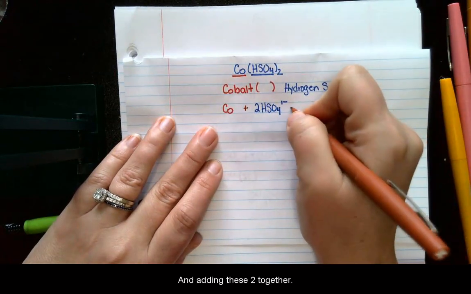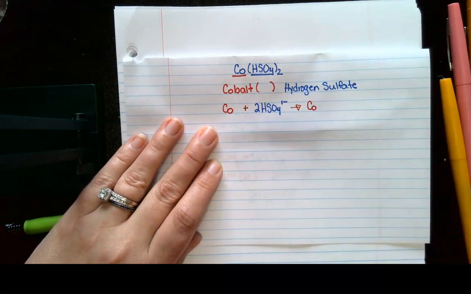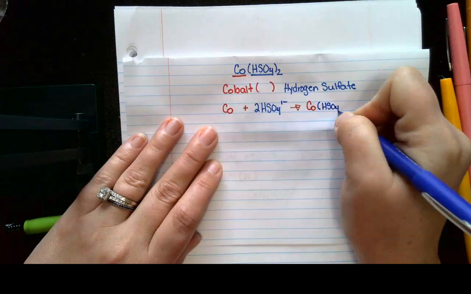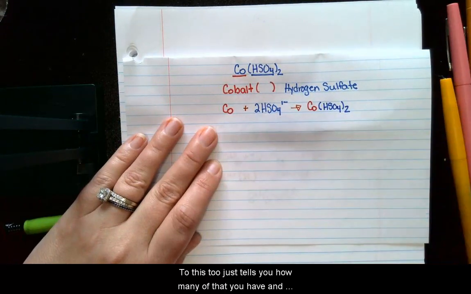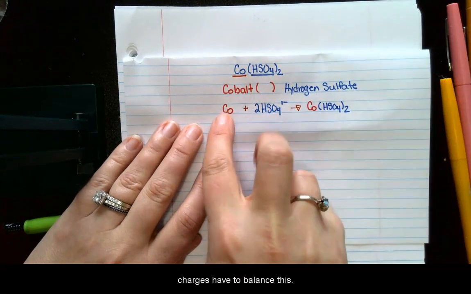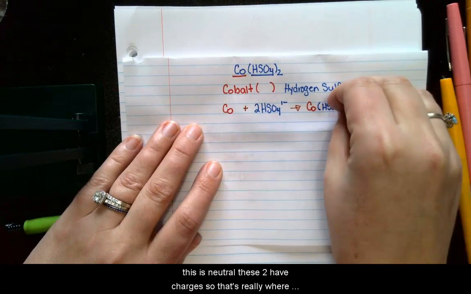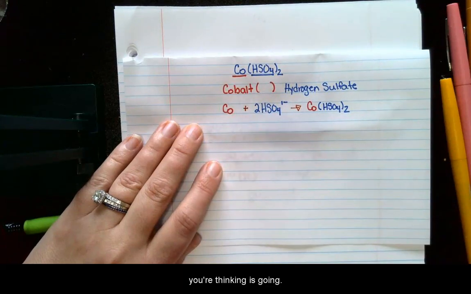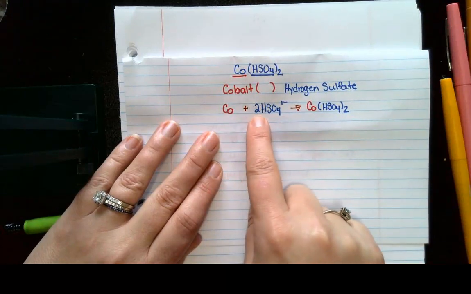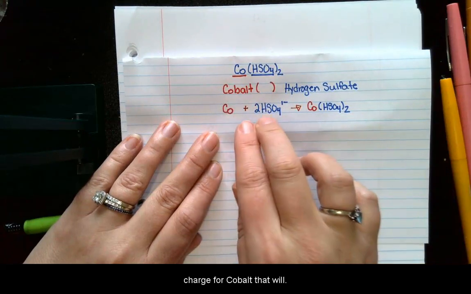And adding these 2 together gets you this Co and HSO₄. This 2 just tells you how many of that you have. And this is really important because these 2 with the charges have to balance this element over here that has no charge. This is neutral. These 2 have charges. So that's really where your thinking is going. So this 2 here times 1 negative is a 2 negative. So we have to pick a charge for cobalt that will do that.